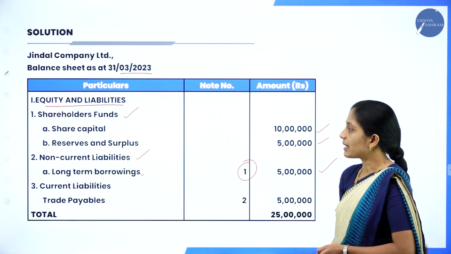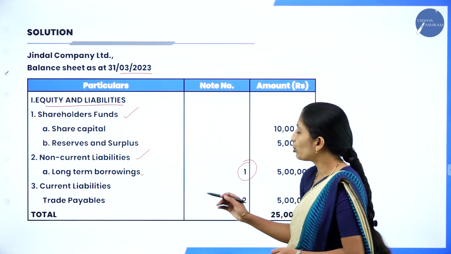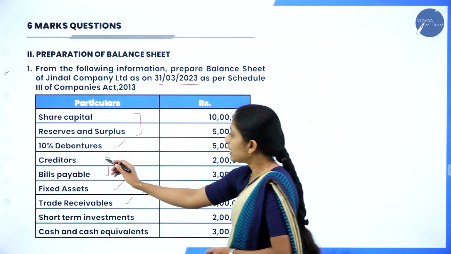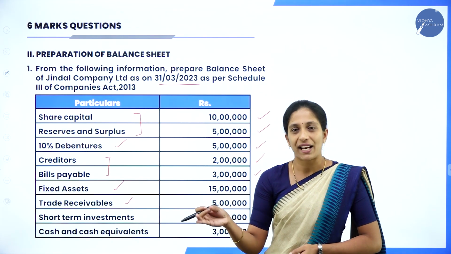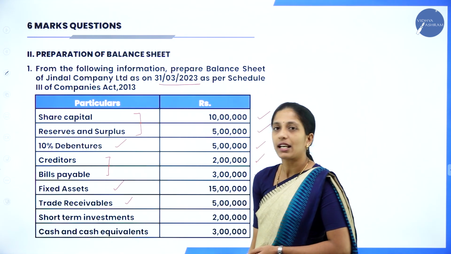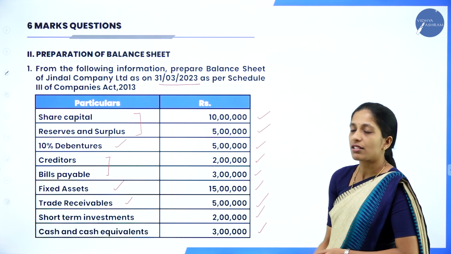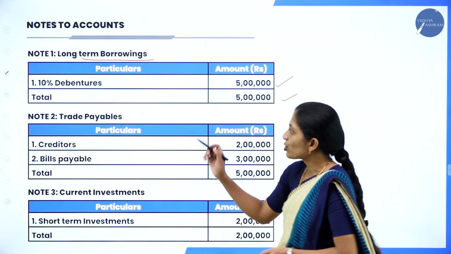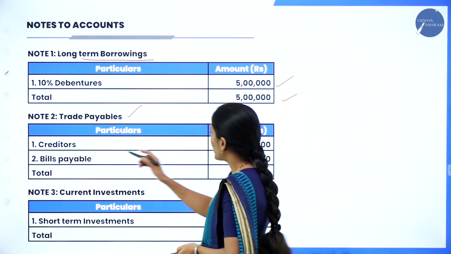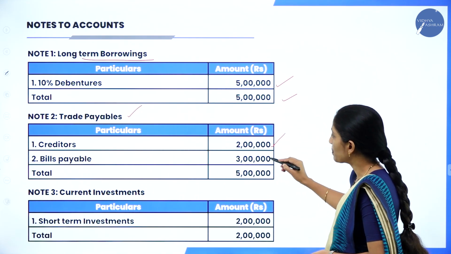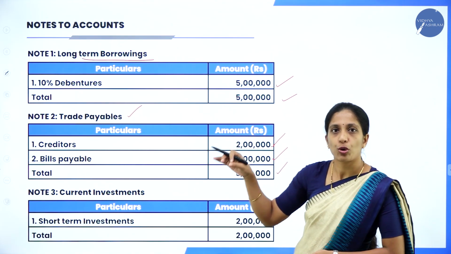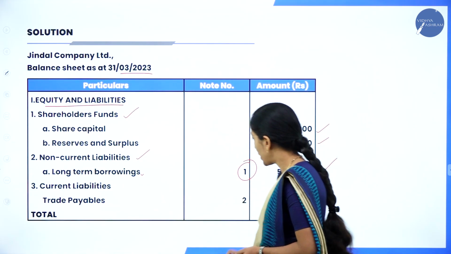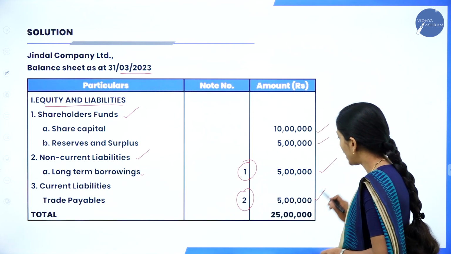Next, current liabilities. We have two items here, that is creditors and bills payable. This can be written as note 2, trade payables. Under that we have to write creditors and bills payable. Let's see how we have written the note. Note 2, trade payables, where we have creditors and bills payable, 3 lakh, total is 5 lakh. This 5 lakh has to be shown in your format: current liability, trade payable, note number 2, 5 lakh.